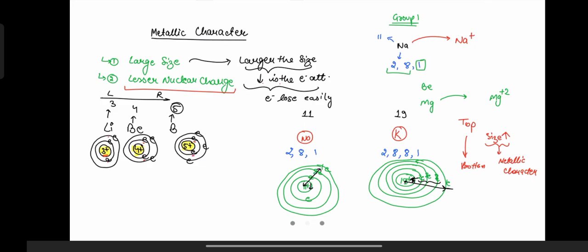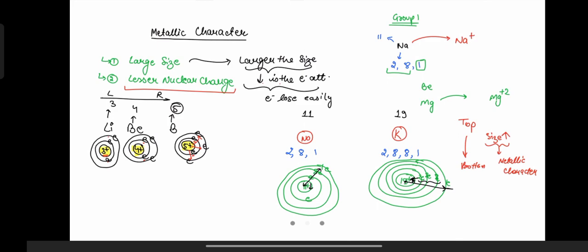Positive 5 charge is acting. And because of that, what happens? The attractive force is more in the case of 5 protons, and then the size reduces. Because of that, the attractive force on the outermost electrons also increases. Why? Because the size is reducing. It means those electrons are coming closer to the nucleus. If they are coming closer to the nucleus, the attractive force on them is increasing more and more.